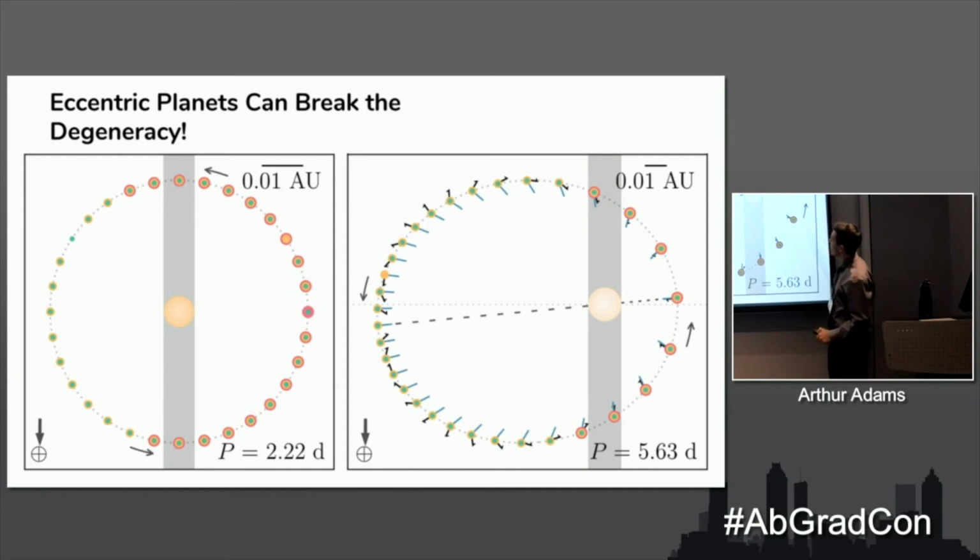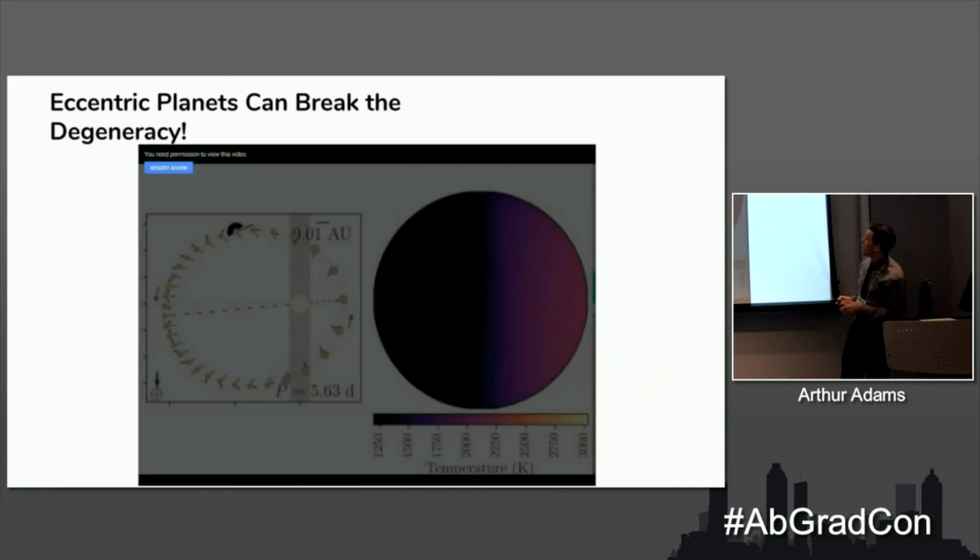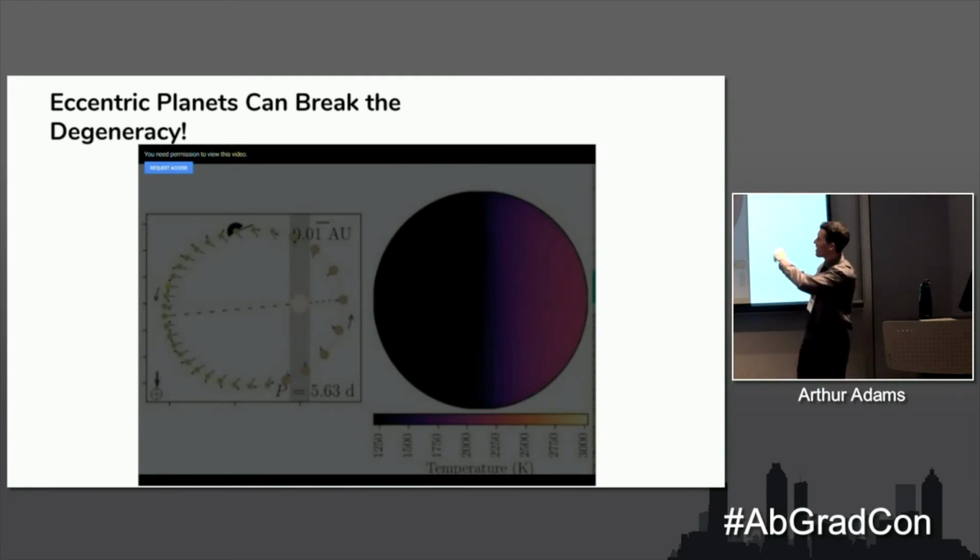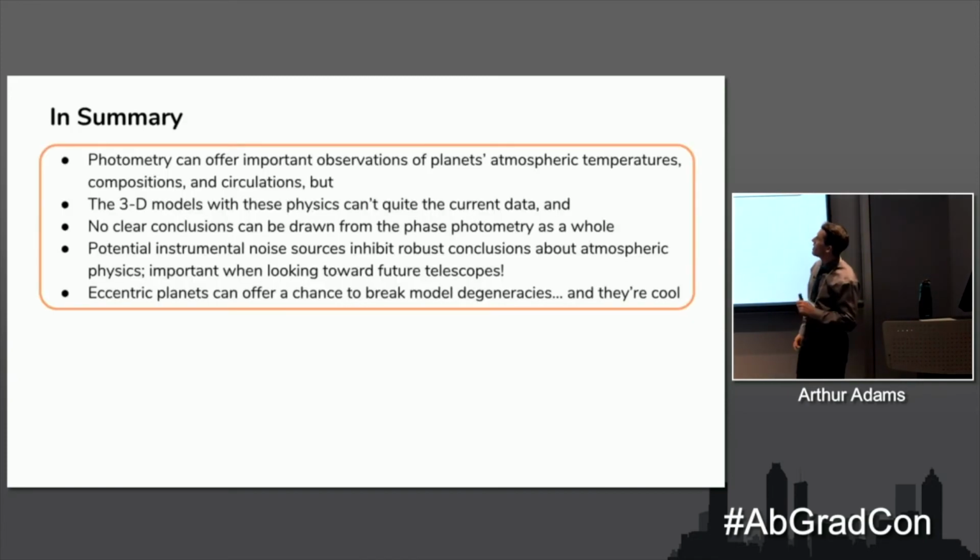So here I'm showing HAT-P-2b, which is an eccentric planet at an eccentricity of 0.5, if you're interested. These are really interesting because of the time-variable heating from its host star. You can see here it's a factor of 3 to 5 difference. I had a video showing this; it wiggles around. You can look it up, and if you want, I can show you a link.